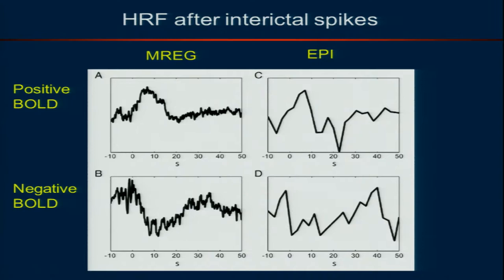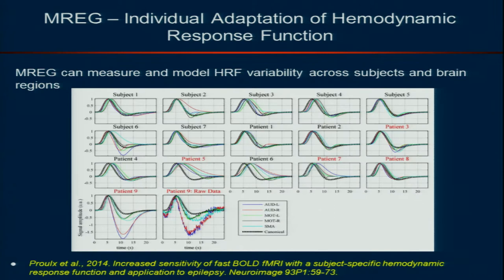So these are just two examples where we just took the raw data, throwing out some of the physiological noise, but otherwise non-smoothed, and you can very clearly see that with the MREG, you get a nice hemodynamic response function. We do see that some of the responses we get are positive, some are negative. Basically, you see something in the EPI, but because of the low temporal resolution, it's not really clearly defined in the EPI examples. So with the data we get from the MREG, we can actually measure and model the hemodynamic response function for each individual spike.